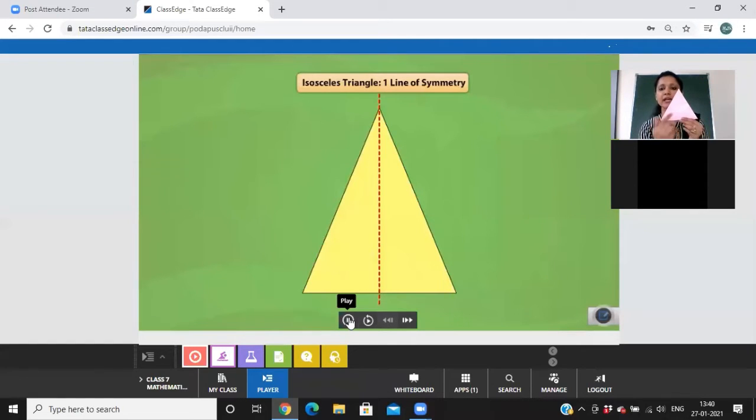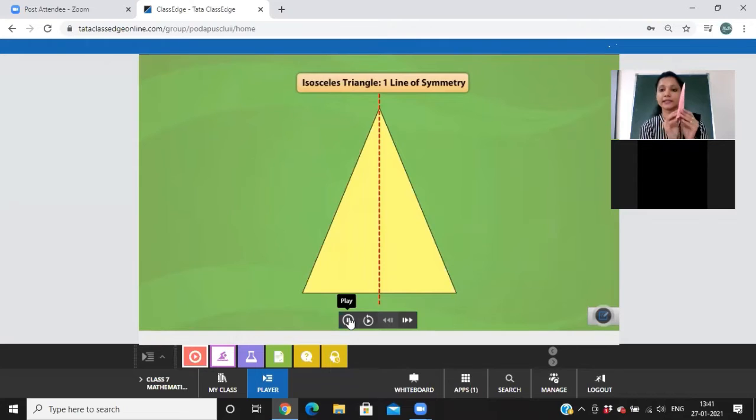Now isosceles triangle is having two sides equal. Now all of you fold this triangle along the line from this top vertex to the center of the opposite side like this. So what do you observe? Do the two halves overlap with each other?